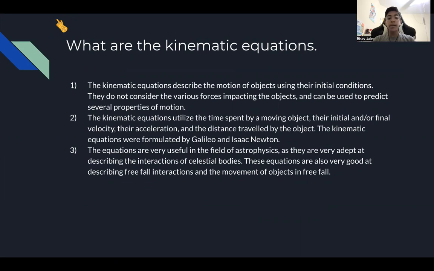These equations do not consider the various forces impacting the objects and can be used to predict several properties of motion. They utilize the time spent by a moving object, their initial and/or final velocity, their acceleration, and the distance traveled by the object. These equations were formulated by Galileo and Isaac Newton. They are very useful in the field of astrophysics, as they're very adept at describing the interactions of celestial bodies. They are also very good at describing freefall mechanics and the movement of objects in freefall.